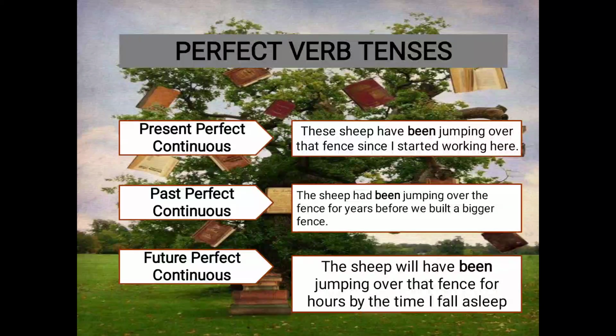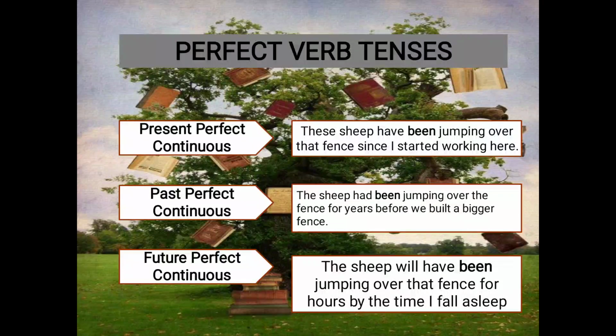Present perfect continuous, past perfect continuous, future perfect continuous. In present perfect continuous, we see its example: these sheep have been jumping over that fence since I started working here.